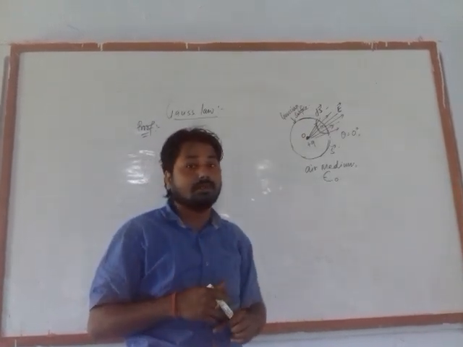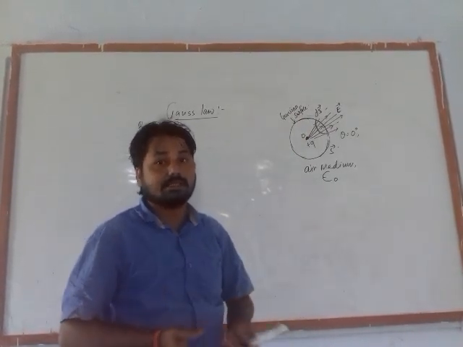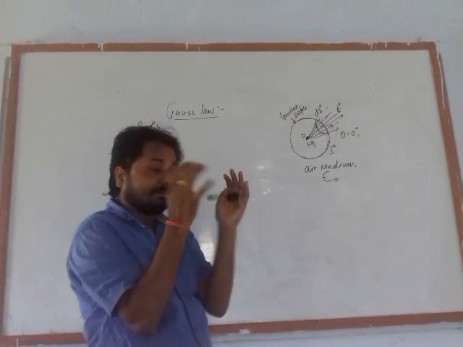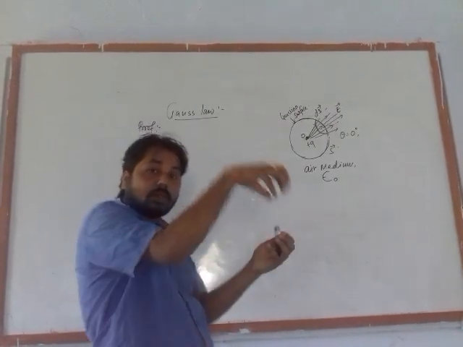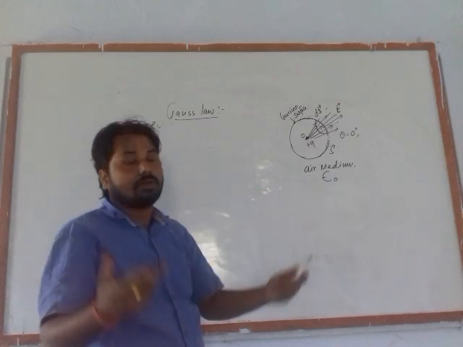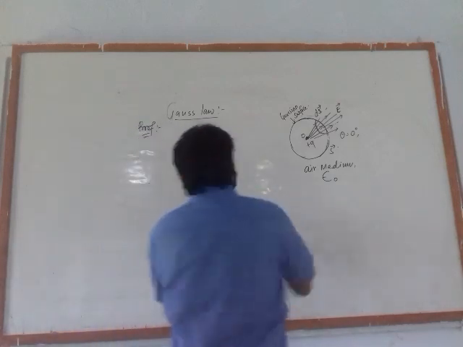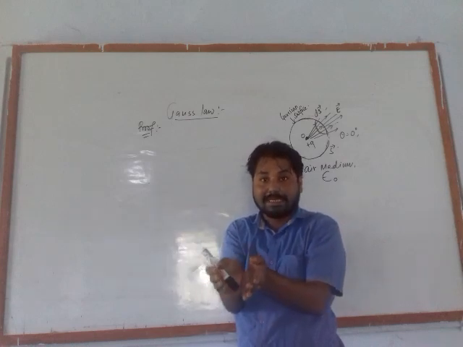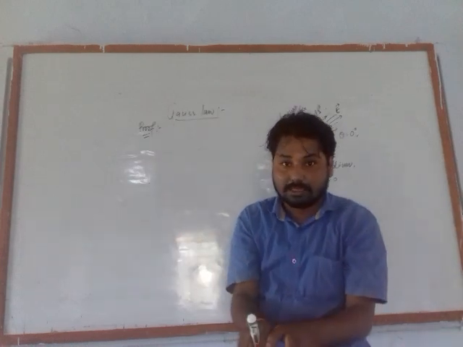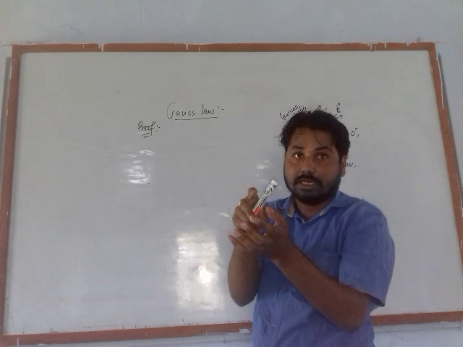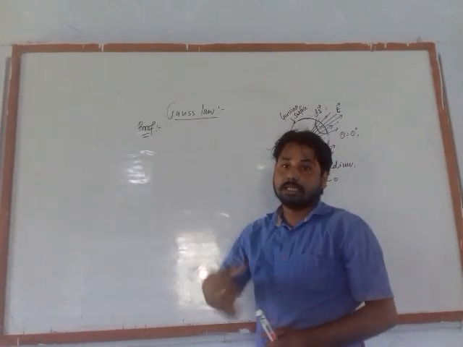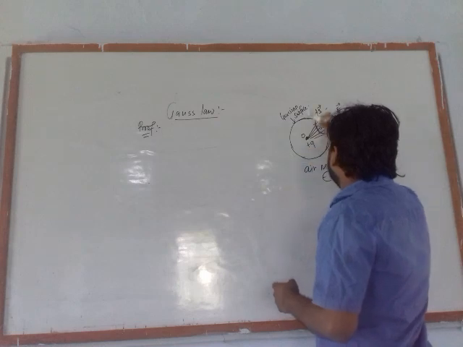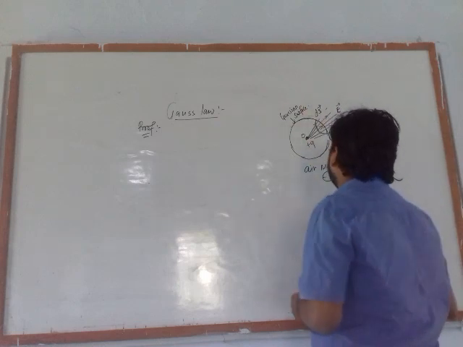And Gaussian surface is not a real surface. It will be an imaginary surface we are imagining. Or if there is a real surface which is enclosing the charge, even then the Gauss law is valid. If the charge is not surrounded by any real area, we can consider an imaginary area so that the charge is surrounded, and then we can use the Gauss law and find the electric field.